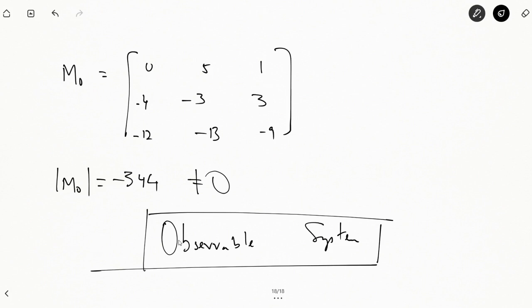If the determinant is not 0, that means the system has full rank, therefore the system is controllable or observable. If the determinant is 0, it means the system does not have full rank. If you understand what the term rank means, then the system will either be or not be controllable or observable. Fine. So that's it for today.